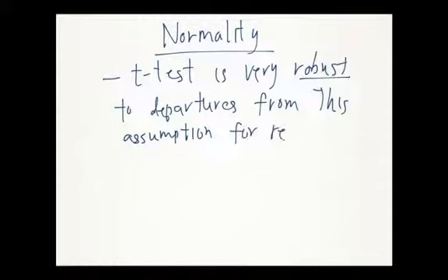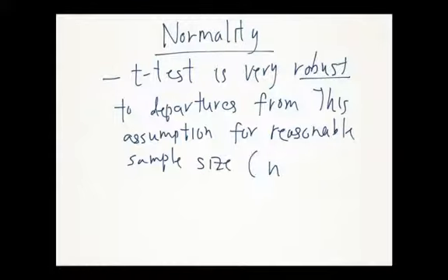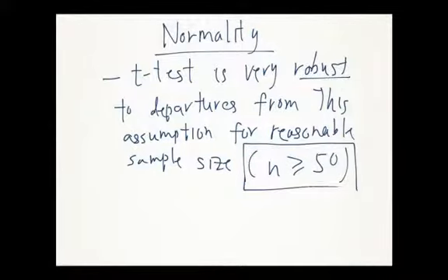That's the caveat, for reasonable sample sizes. And you might say, what do you mean by a reasonable sample size? Let's say n greater than or equal to 50, something like that. Any one number that you choose is going to be arbitrary, so don't get hung up on this n of 50. But just know that as the sample size increases, departures from the assumption of normality are going to be less of a big deal for the t-test, okay?